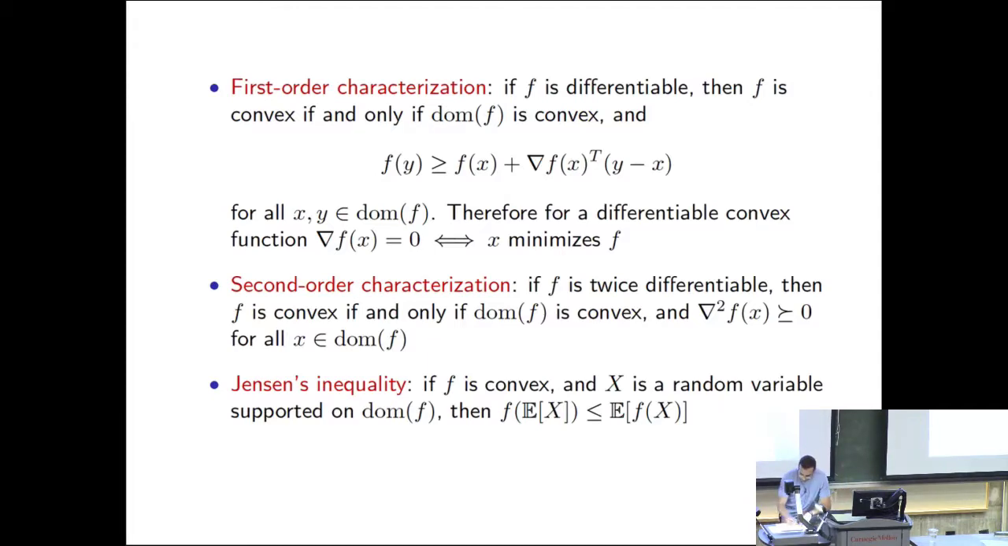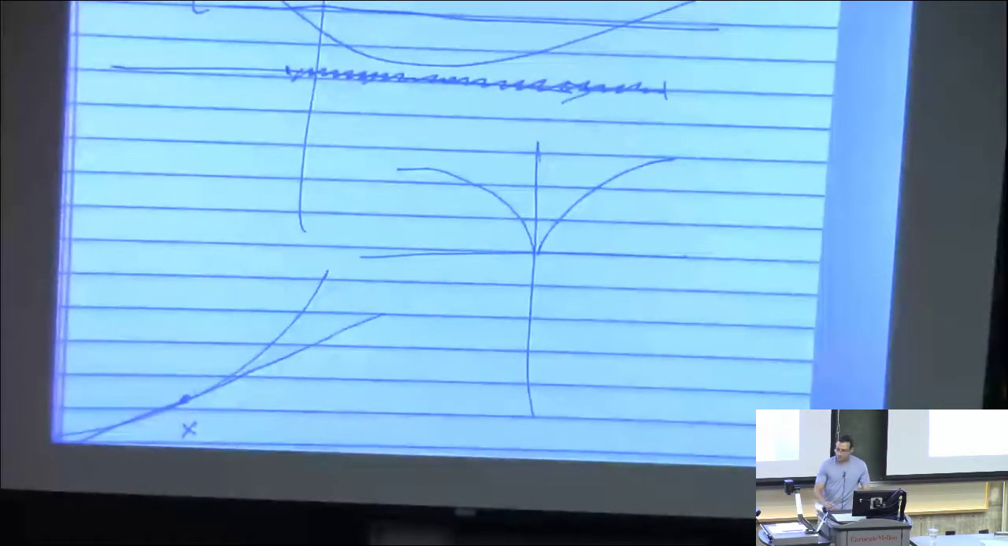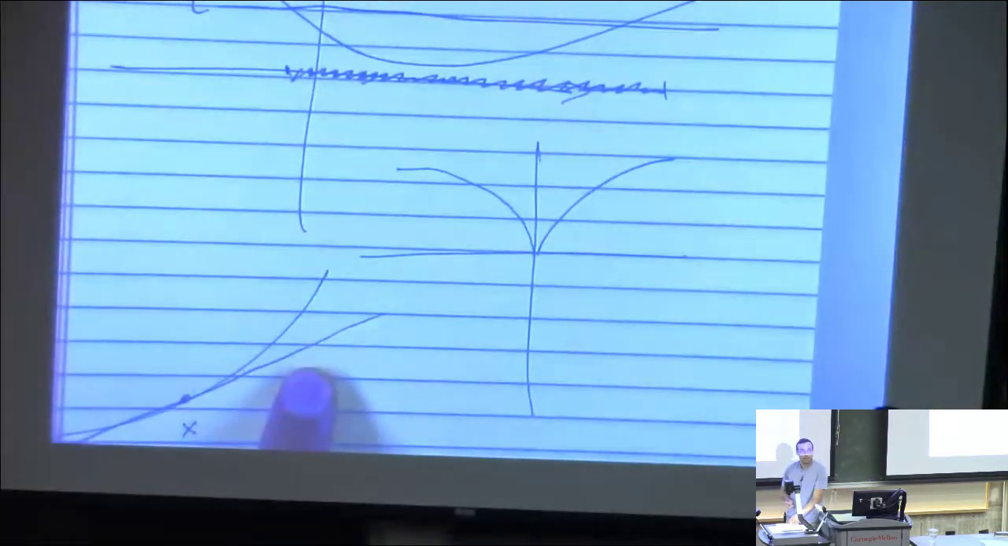The picture is like this. Here's the point x. I look at the tangent line. That's actually this thing here on the left-hand side. If f is above this everywhere, then it's a convex function. It's a first-order characterization.